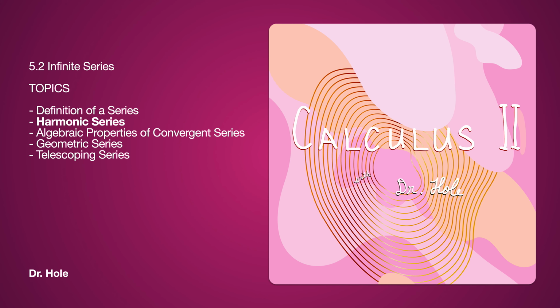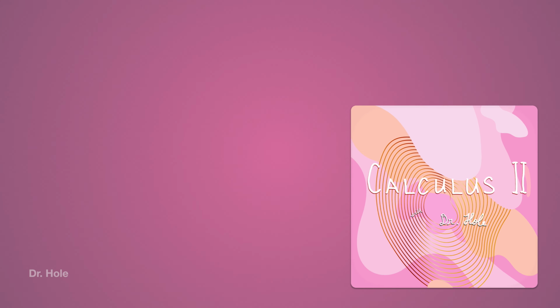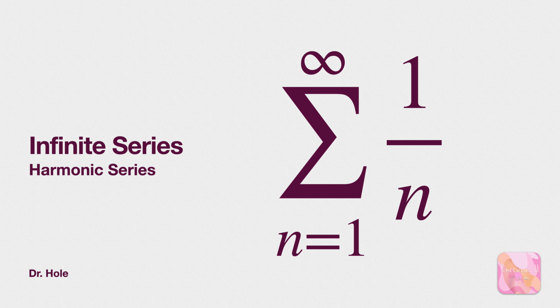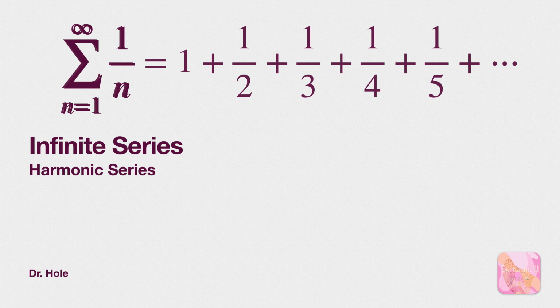Let's look at our first instance of a particular series, the harmonic series. What does it look like? Here's what it looks like. So it's an infinite series. We're summing up an infinite number of terms. What do the terms look like? 1 over the index. This is the harmonic series. Let's write out the first few terms in the harmonic series. So the index begins at 1. So the very first term that we're going to write down is 1, 1 over 1. Next, 1 over 2, and so forth.